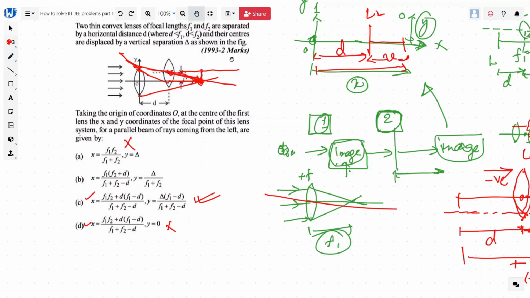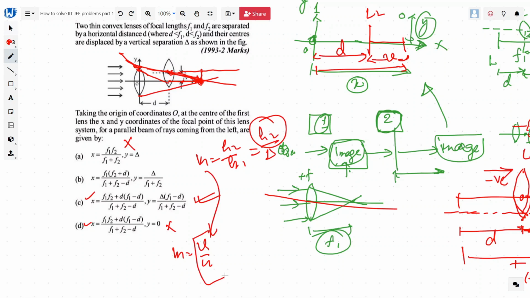You can always find that out, because we have V and U, right? We can find it using simply magnification equal to V by U, and that is a ratio of V and U, and then we can simply find the heights. Magnification is nothing but height 2 divided by height 1. Height 1 is given to be delta, and height 2 we can find out, and M is also equal to V by U. We also know V by U, and when you do that, basically we'll arrive at this one, right? Because it's an objective question, I will not make that effort and will basically click on C and move on.